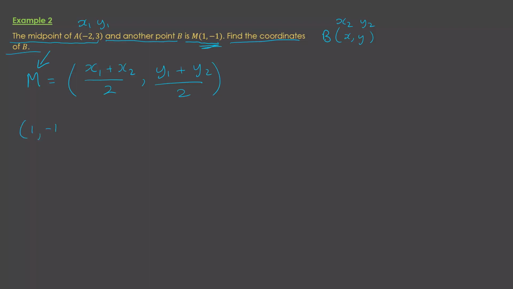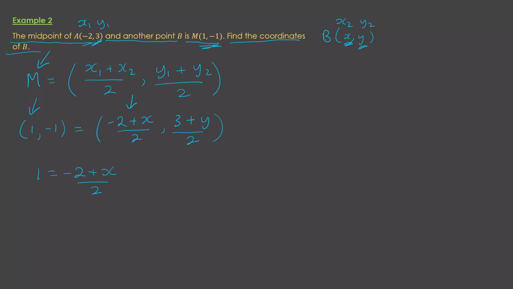So (1, -1) is going to be equal to x1 is -2, so (-2 + x)/2, and then y1, which is 3, plus y2, which is y, divided by 2. The x-coordinate here must be equal to the x-coordinate here. So 1 is going to be (-2 + x)/2.